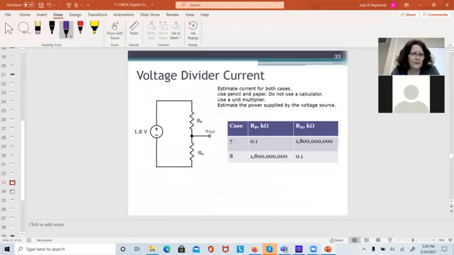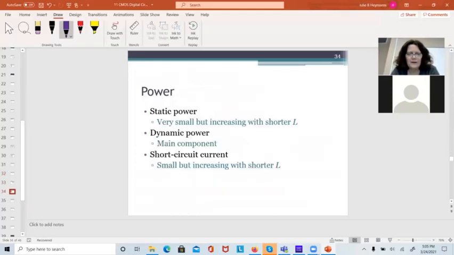And they get this slide once more again. I don't want to talk about it. Oh, power dissipation. This is the absolute last topic.